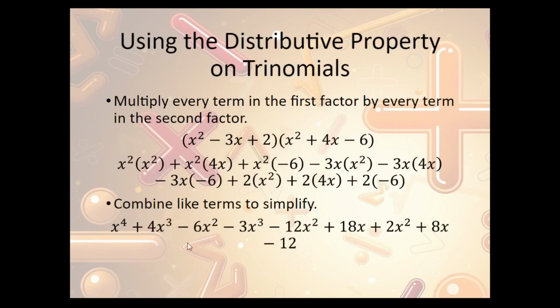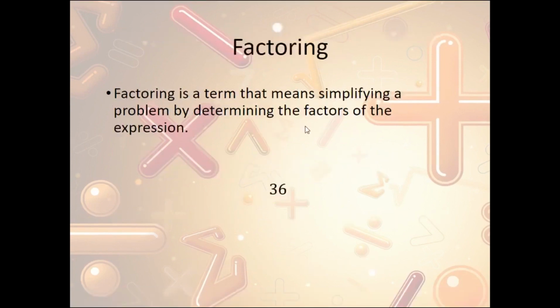So we're going to find all the x to the 4ths. Well, this is the only x to the 4th. Then we find all the x cubes. Here's an x cubed, here's an x cubed. So we have 4x cubed minus 3x cubed. When we combine those, we just get a single x cubed. Then we do all the x squareds. Then we do all the x's. Then we do all the constants. And when we combine them, we end up with x to the 4th plus x cubed minus 16x squared plus 26x minus 12.